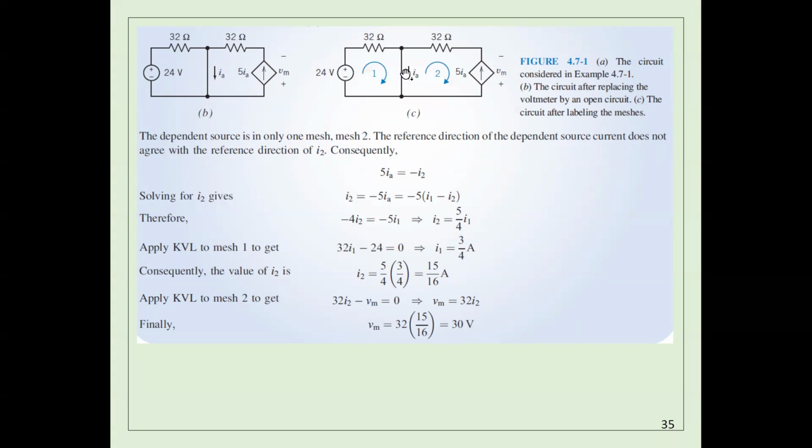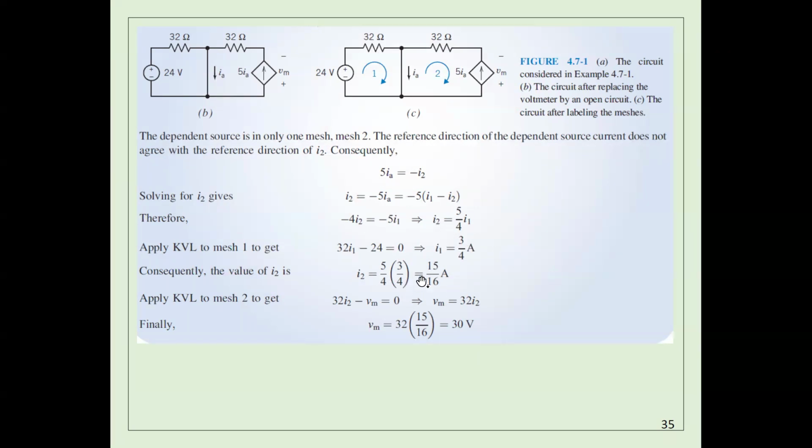Also, IA, the current here, is actually I1 minus I2. So I replaced IA by I1 minus I2, okay? And then I get a relation between I1 and I2 this way. So I need one more equation, and I can get a very easy equation from here. We can apply Kirchhoff voltage law here. When I apply Kirchhoff voltage law, this one is negative 24, and the current here is 32 times I1. So from this equation alone, I can get I1. From the equation I have here, I can get I2.